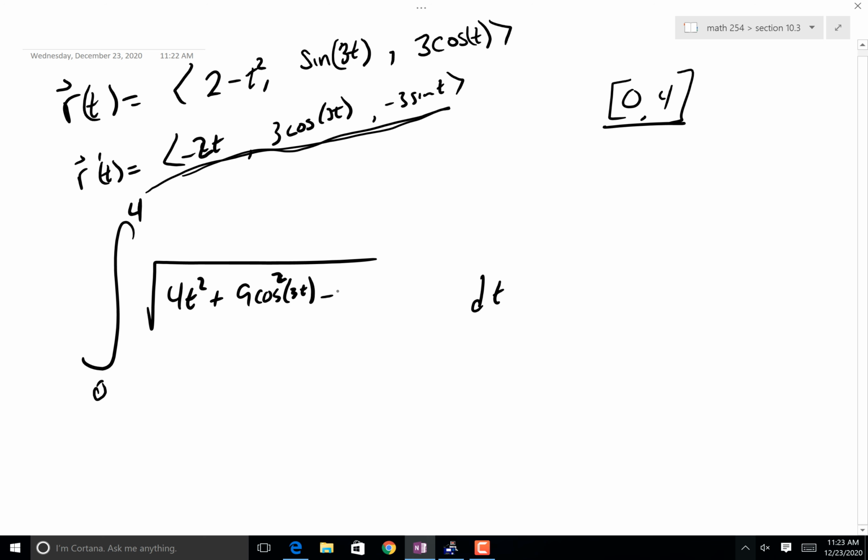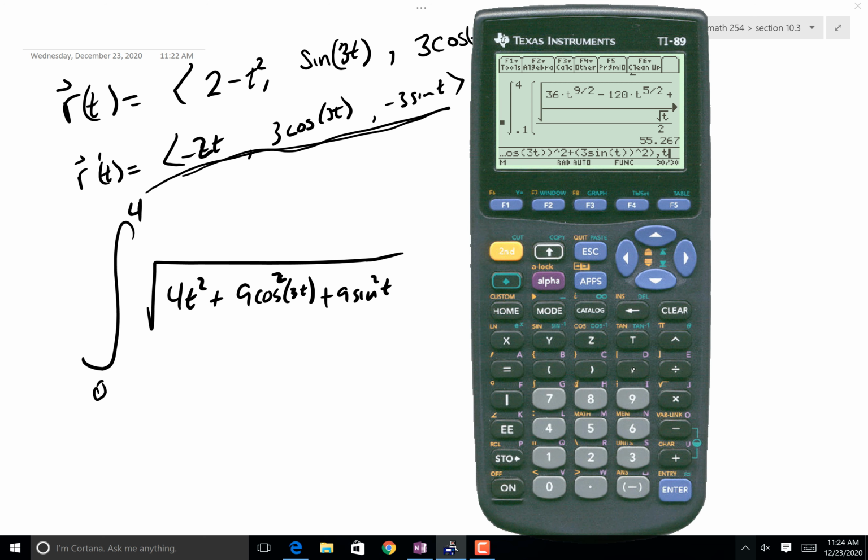So just be aware. I'm just going to go 4t squared plus, and I'm just going to write that as 3 cosine of 3t, if that's okay with you, squared, like so. You see that? And then plus, I'm just going to do 3. I'm not going to put the negative. I'm just going to go 3 sine t, because I'm going to square it anyway. It's going to come to be positive. Anywho, comma t, comma 0, comma 4, I think I said.